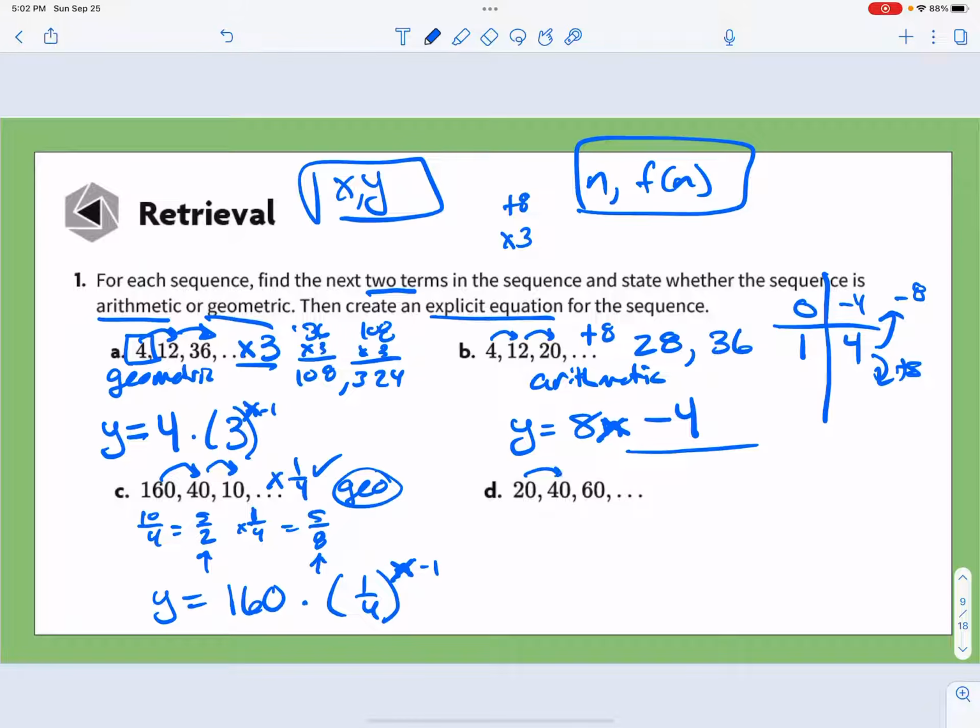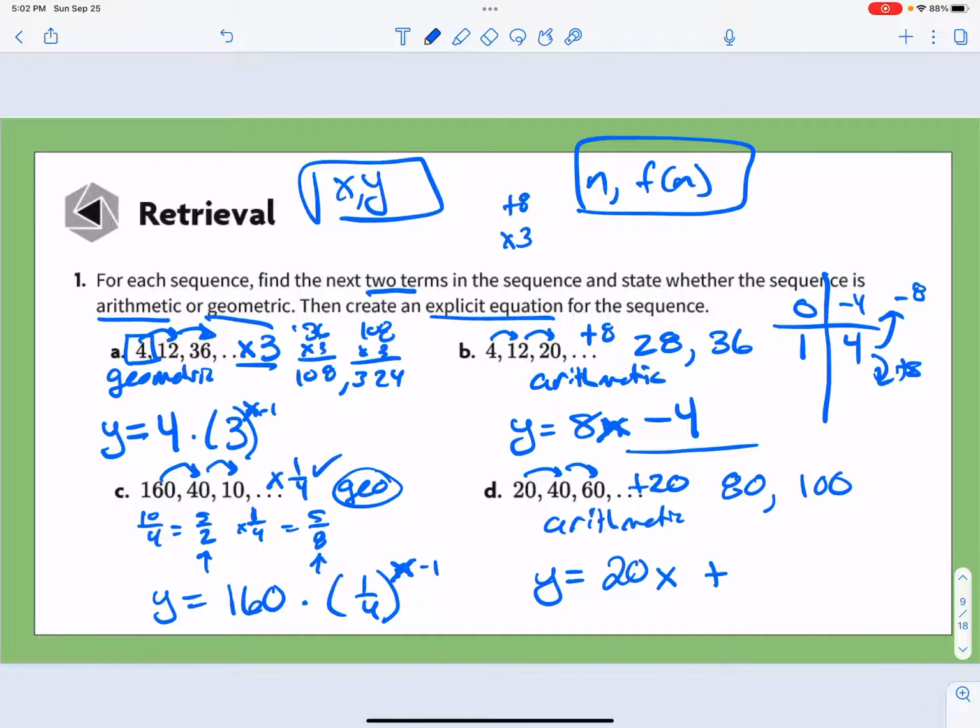And on the last one here, we see we're going up 20, or times 2, but we're definitely adding 20, it looks like. So my next terms are going to be 80 and 100. And this is going to be arithmetic because we're just adding. And so we're going to say y equals 20x, plus, and I need to go back to kind of where we started at. If I think about at 1, we're at 20. At 2, we're at 40. So at 0, I need to subtract 20, which means I'm going to be at 0 actually. So I don't need anything after it. I can leave it just like that for D.